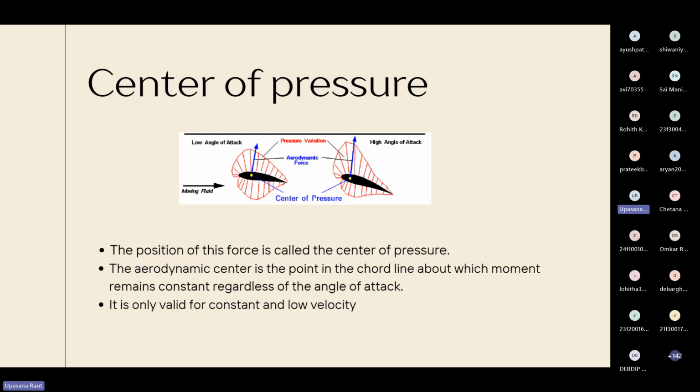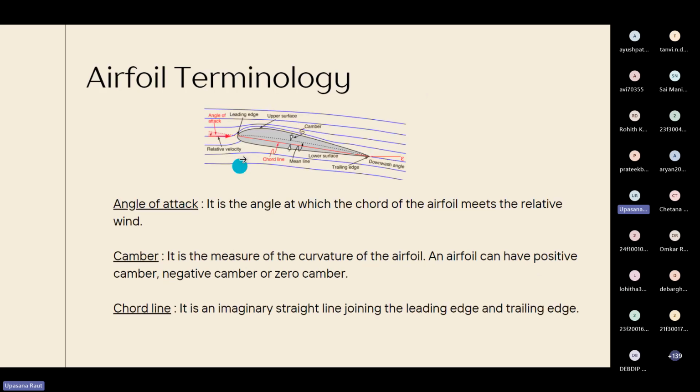Even if we move the airfoil upwards or downwards, the pressure variation would be perpendicular to it. And if we find the moment around that point, it would never change. It would remain constant. But it is only valid for constant and low velocity. If there are not much variations in velocity, then only it's valid. In general, for constant and low velocity, the center of pressure would be one-fourth way along the chord line.